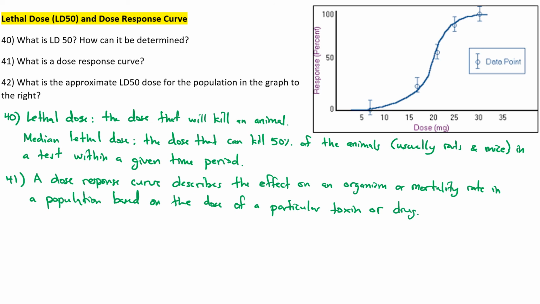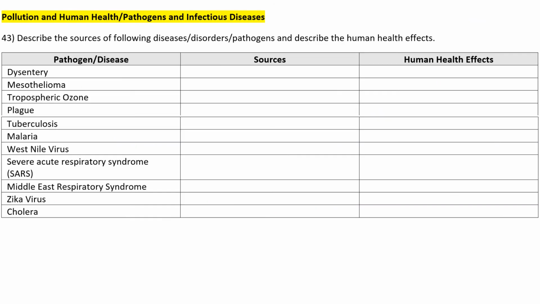42. What is the approximate LD50 dose for the population in the graph to the right? So if we take a look to the right, y'all, the dose looks like it is approximately 20 milligrams. So describe the sources of the following diseases, disorders, pathogens, and describe the human health effects.